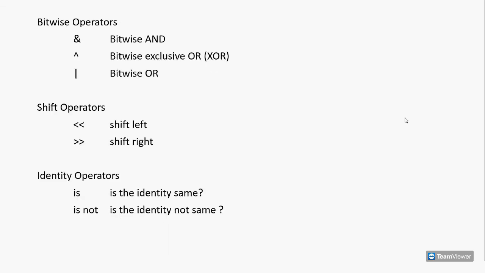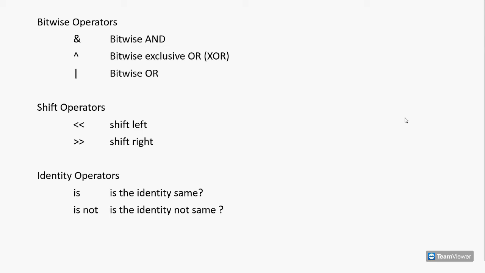Then we have bitwise operators. Ampersand, which is the bitwise AND. The next one is the bitwise exclusive OR, that is also known as XOR operator, which is represented by the caret symbol. After that we have the pipe, which is the bitwise OR operator. Then we have the shift operators. The first one is the two less than operators. This is the shift left operator. Then we have the two greater than operators, and this represents the shift right operator.